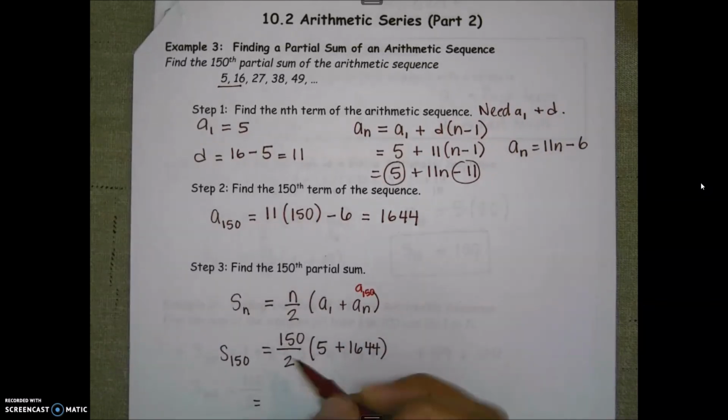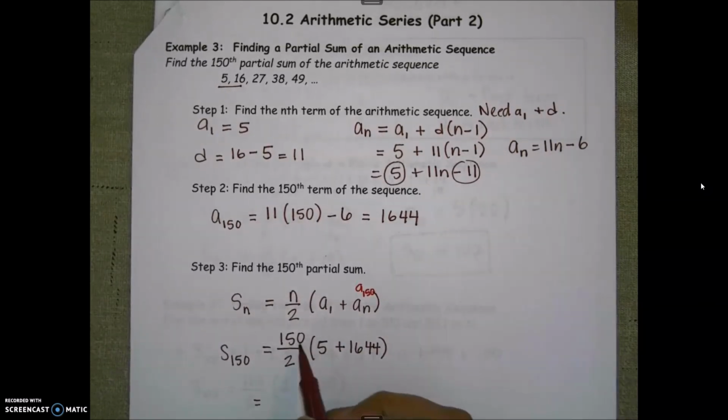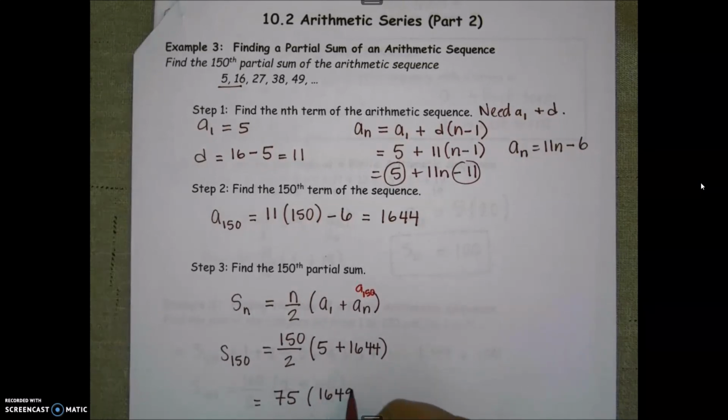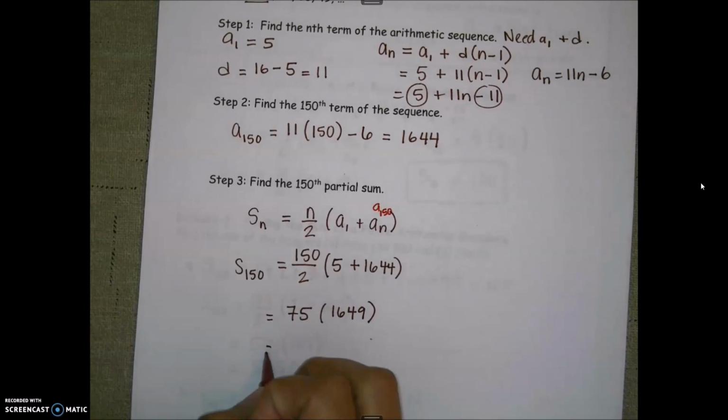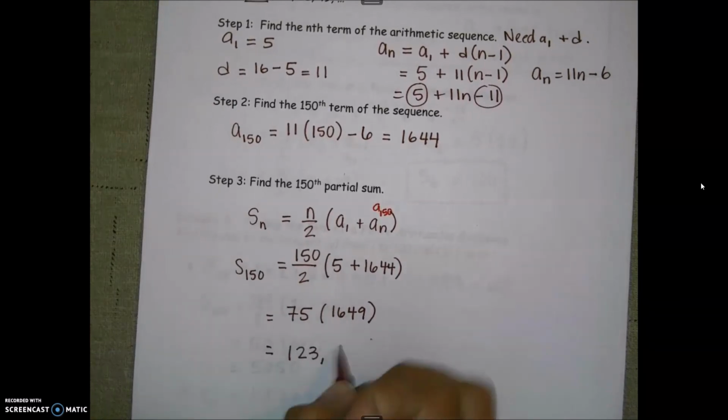Okay, so now we have to simplify a little bit. 150 divided by 2 is 75. 5 plus 1644 is 1649. And then when you multiply 75 times 1649, you get a sum of 123,675.